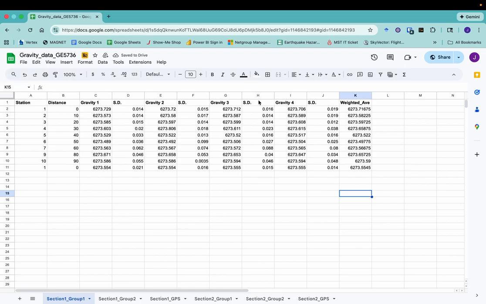However, you'll notice that the standard deviations here can be a little bit different for each measurement. So in some cases, they're a little bit higher, and in some cases, they're a little bit lower. Now, the standard deviation, you can think about this as kind of a measure of the uncertainty or the error in the measurement. And so this first gravity measurement is going to be 6273.729 plus or minus 0.014. So this is like an uncertainty in our gravity measurement.